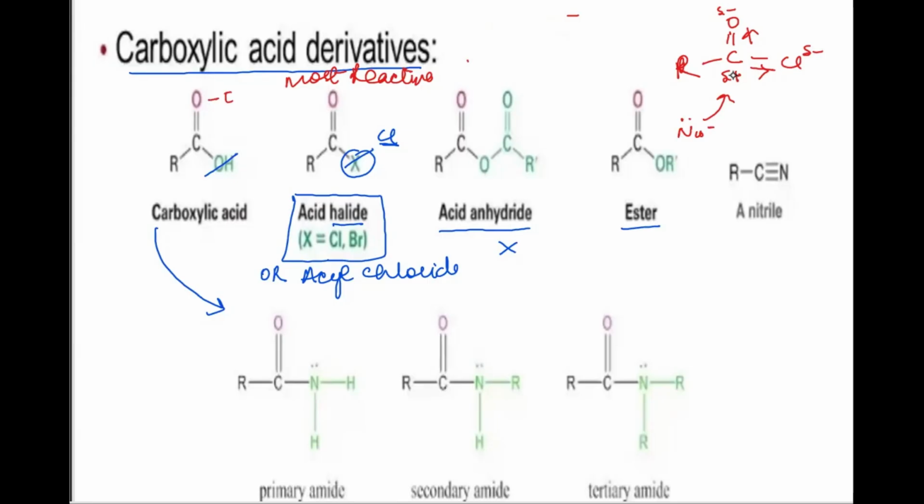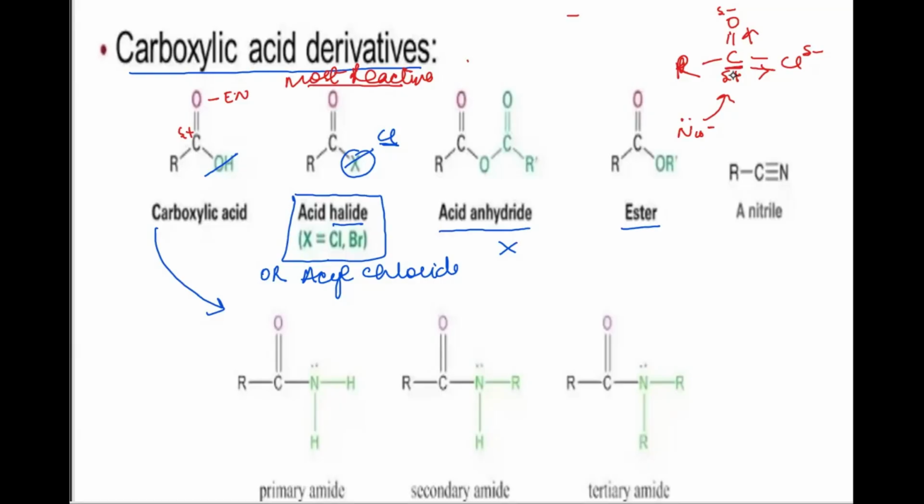But here we have only one kind of electronegative element. If we talk about oxygen, this carbocation is between the two oxygens, whereas chlorine is definitely more electronegative. So this carbon acquires a more prominent positive charge and will be attacked more easily by the nucleophile. So we say that acyl chlorides or acid halides are far more reactive than carboxylic acid.